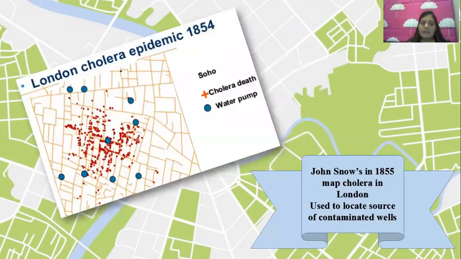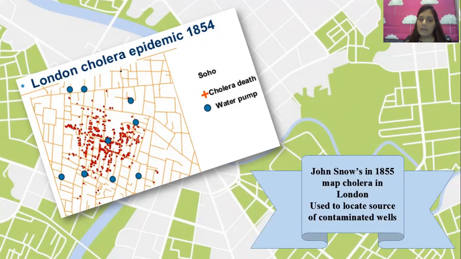Moving further, you can see one map is shown here. I would like to discuss some of the history of GIS, the geographical information system. It is basically used to get the output of maps.